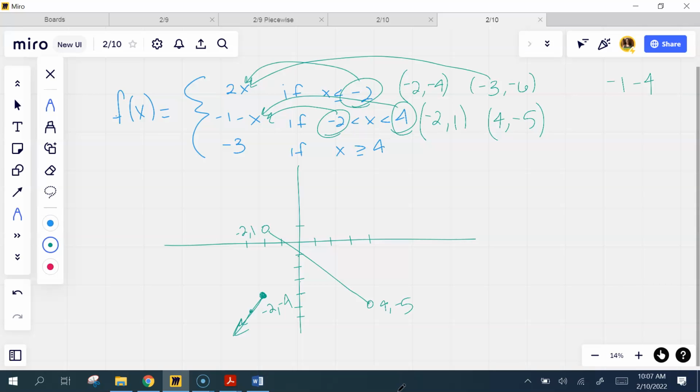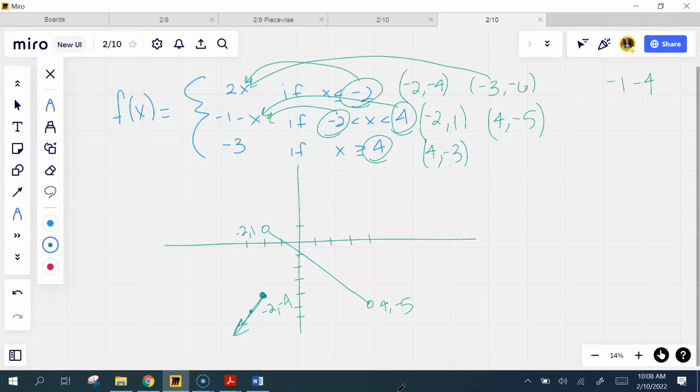And then the last one. I start with 4, and if I plug in 4, what's my y value? Negative 3. In fact, it doesn't matter what I plug in. It's always going to be negative 3. Is it open or closed here? Closed because of the line under, right?